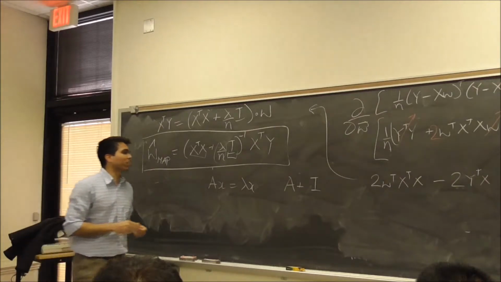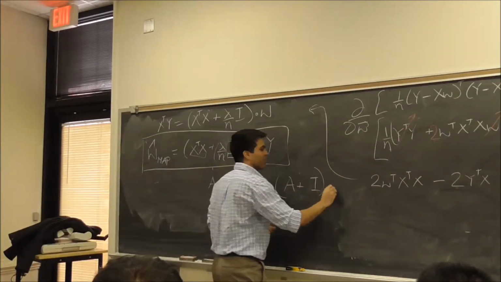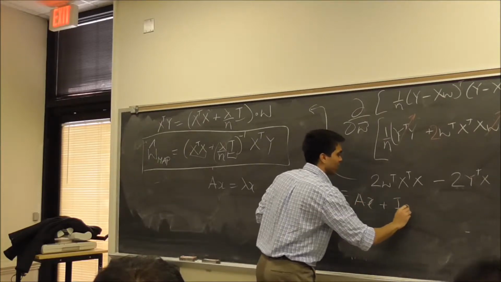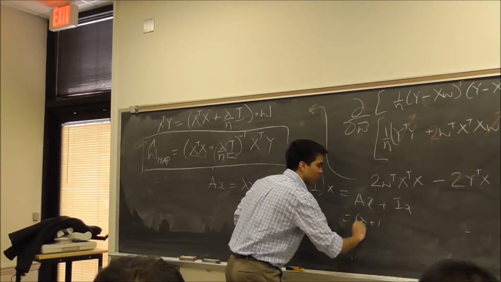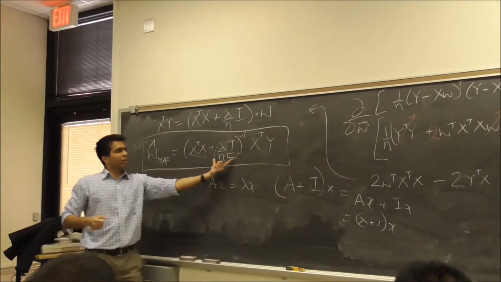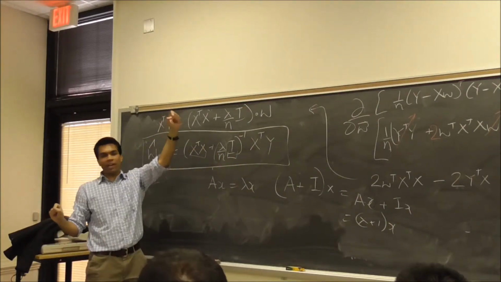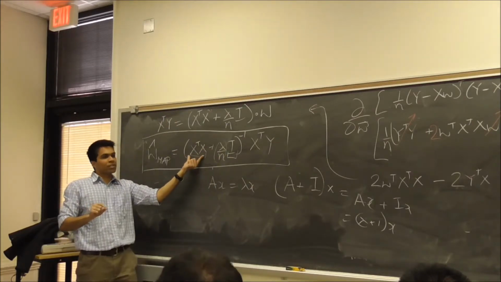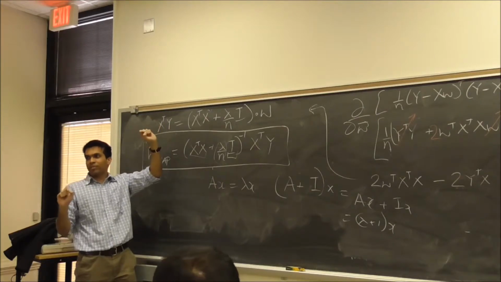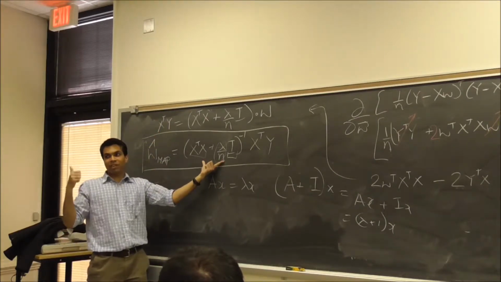Lambda plus 1, not bad. A plus identity of x is ax plus identity x. You get lambda plus 1. That's right. So this operation, remember identity matrix is stuff that's on the diagonals. You take the dot product between your feature vectors and you're adding on the diagonal certain numbers. It's shifting the eigenvalues up.